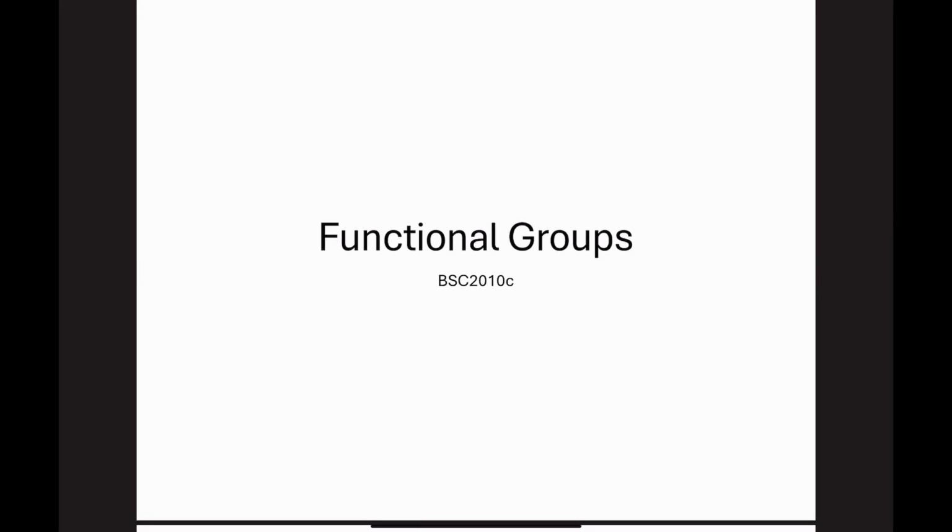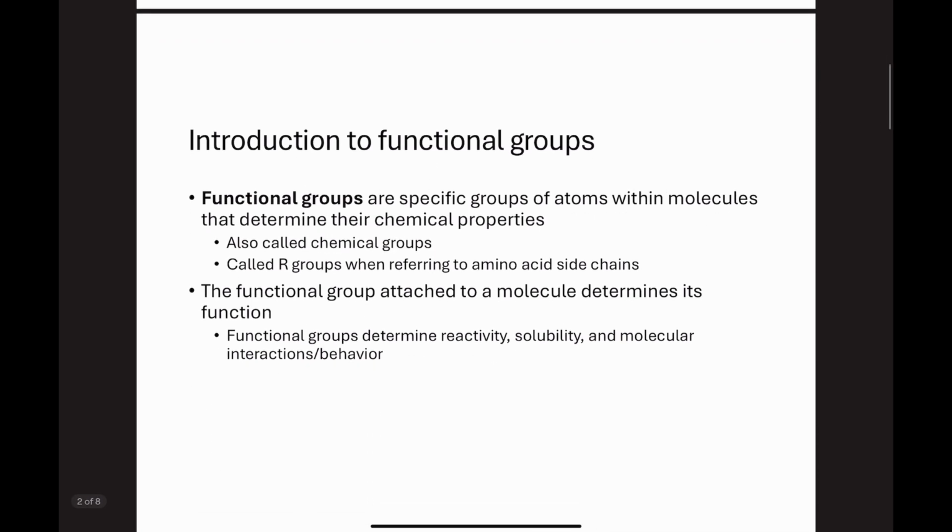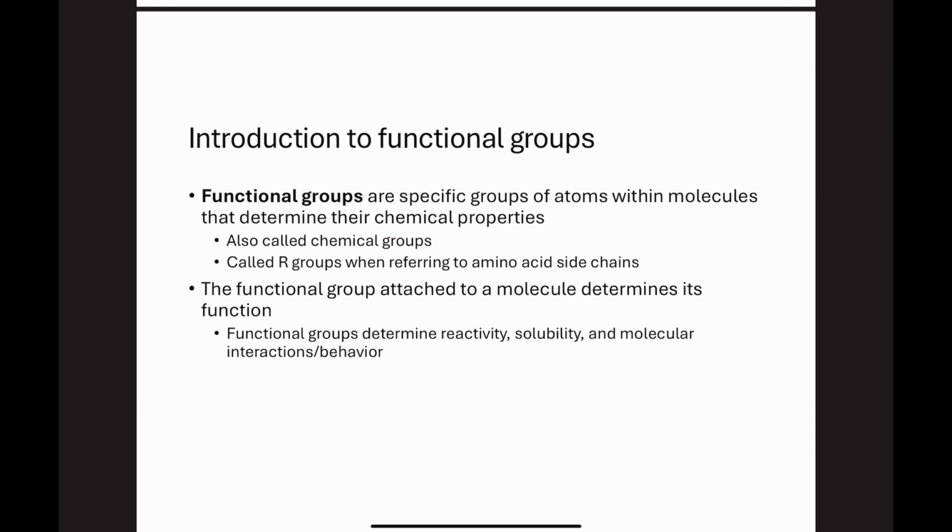Hi everyone, so this video is going to be going over our functional groups and kind of just characterizing them a little bit to give us a clearer picture of what they are and allow us to study for the upcoming practical and exam. So functional groups are defined as specific groups of atoms within, so inside.